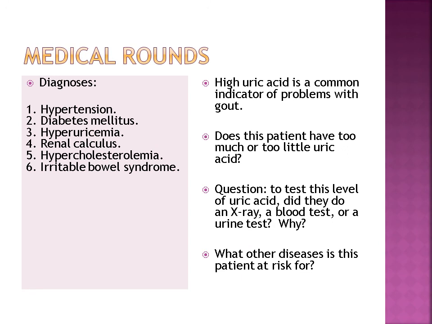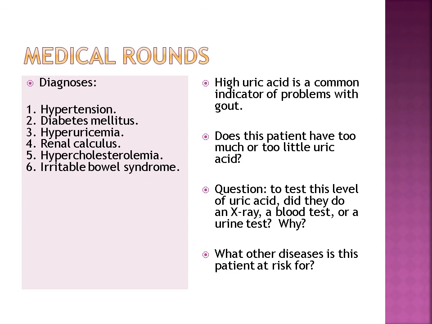Diagnoses: hypertension, diabetes mellitus, hyperuricemia, renal calculus, hypercholesterolemia, irritable bowel syndrome. High uric acid is a common indicator of problems with gout. Does this patient have too much or too little uric acid? This patient has too much uric acid. Note the prefix hyper in the hyperuricemia.